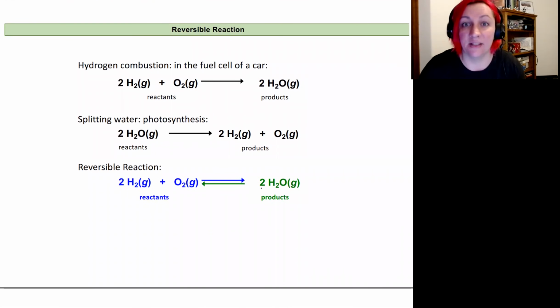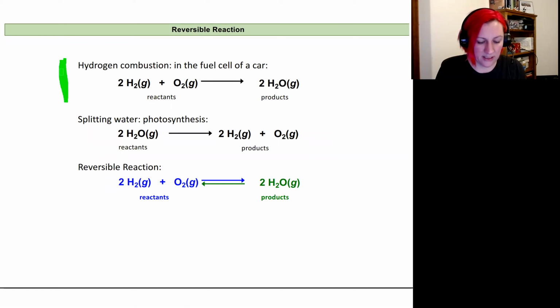So I love this reaction. It's splitting water and hydrogen combustion. So think about fuel cells in cars, hydrogen fuel cells. What hydrogen fuel cells do is they take a bunch of hydrogen gas and they burn it. And burning something is just combustion, and that means you're combining it with oxygen to form water. So we're looking here at this reaction.